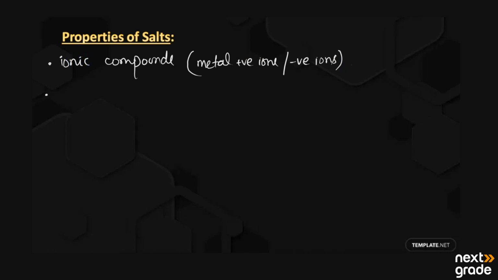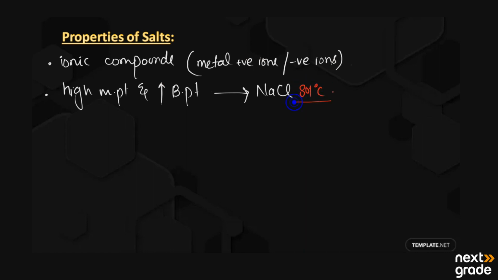Okay, after that, the second property of the salts is that they have a high melting point and a high boiling point. As an example related to melting and boiling point, the table salt, that is NaCl, has a melting point of almost 1801 degrees Celsius. So this is the high melting point of sodium chloride.